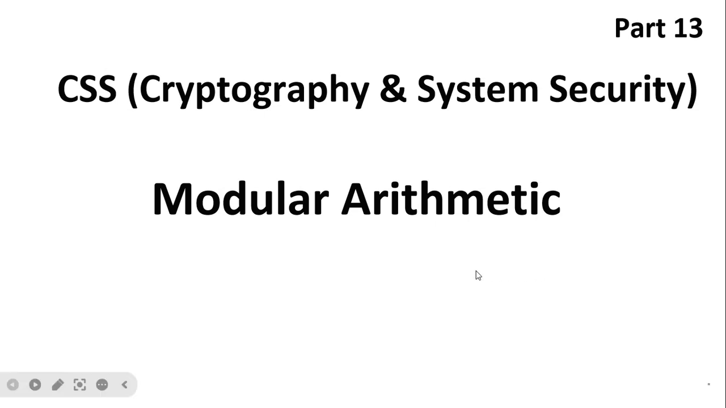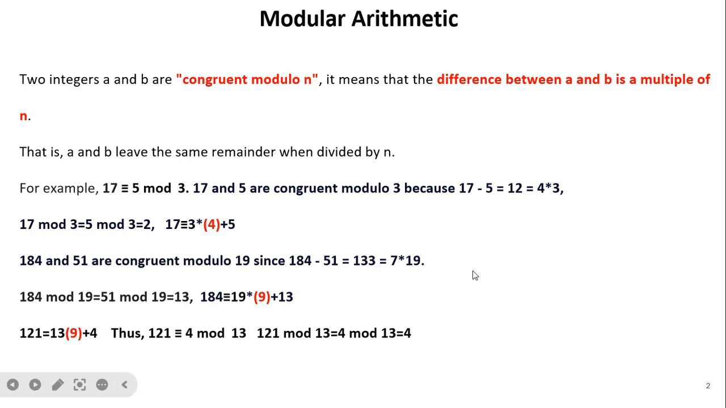The topic of this video is modular arithmetic. Now let us start. Two integers a and b are congruent modulo n. It means that the difference between a and b is a multiple of n. Now we will see an example to understand. That is, when a and b leave the same remainder when they are divided by n.